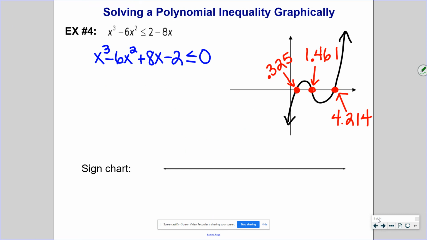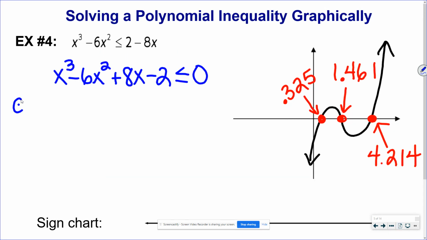Okay, this one is solving a polynomial graphically. So this would be a question where I would allow you to have a graphing calculator, and I would be asking you to solve this inequality using that graphing calculator, because this one's not going to factor nicely, so I'm trying to give you another option. The first step would be to put all of your terms on one side like I have shown here, and then you're going to graph in your graphing calculator or in Desmos or something like that.